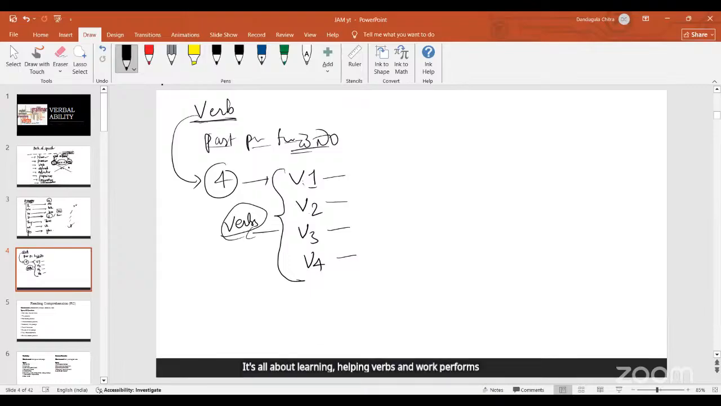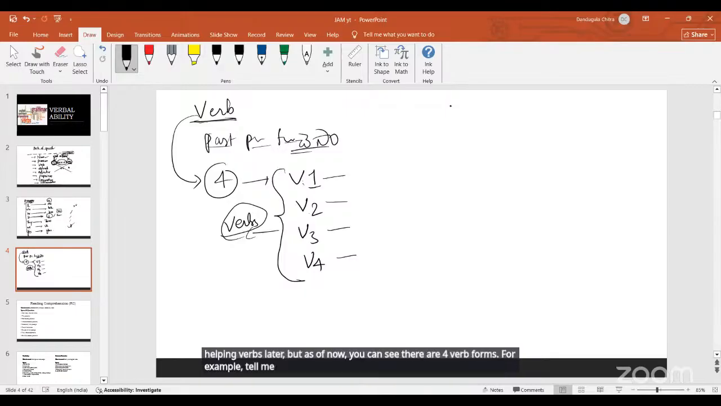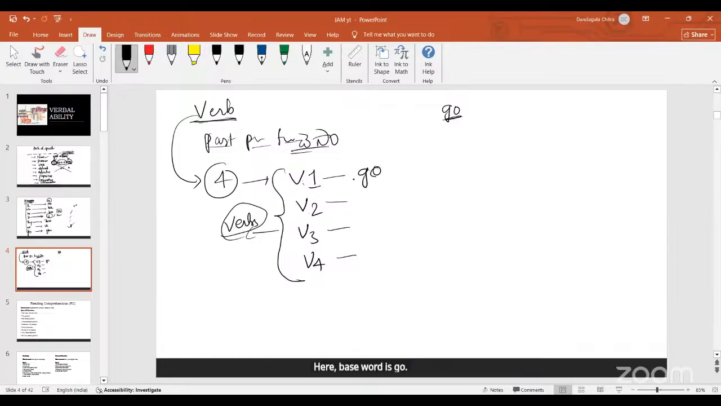I'll come to these helping verbs later. But as of now, you can see there are four verb forms. For example, tell me what are the verb forms for go. Here, the base word is go, which is the V1 form. Yes: went, gone, going. Go, went, gone, going. In the same way, what is see?